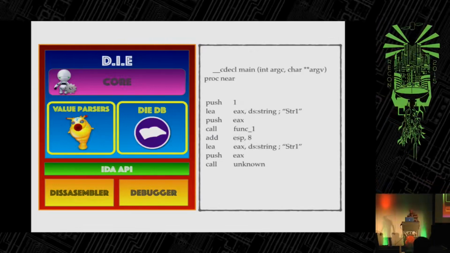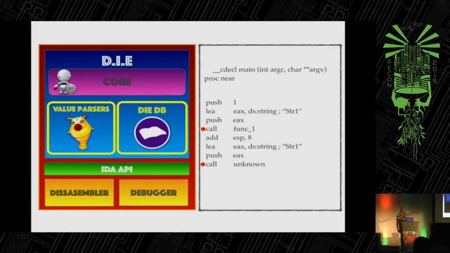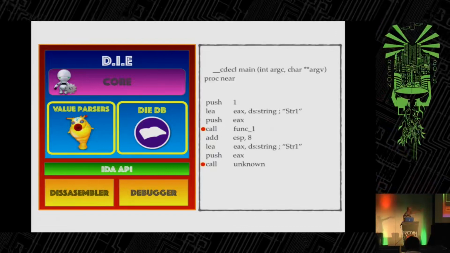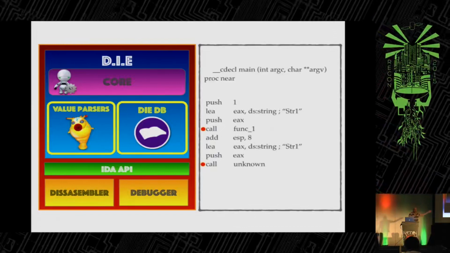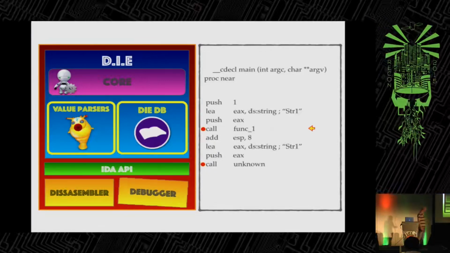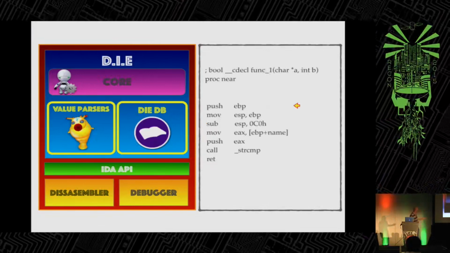So let's see how it works. When you first start DI, the first thing that will happen is that the disassembler will look for any call instructions inside the function you're currently standing on, and we place breakpoints on these functions, and then we hit the debugger. The debugger gets to the first function, and then we issue a step in command, and we step into that function.